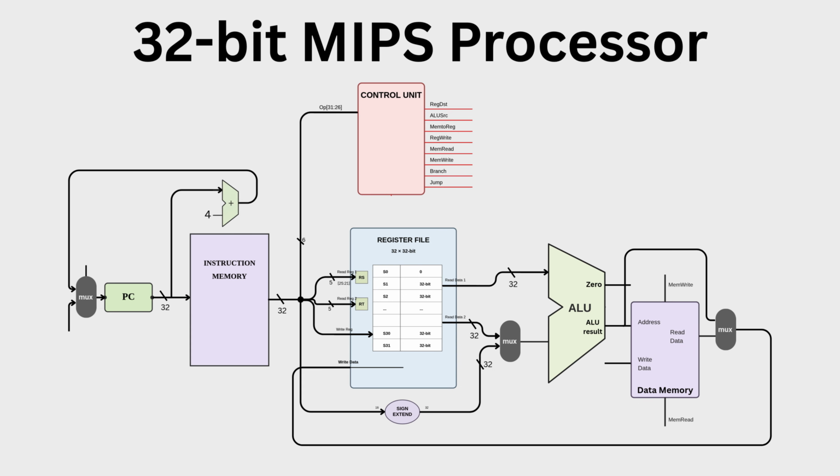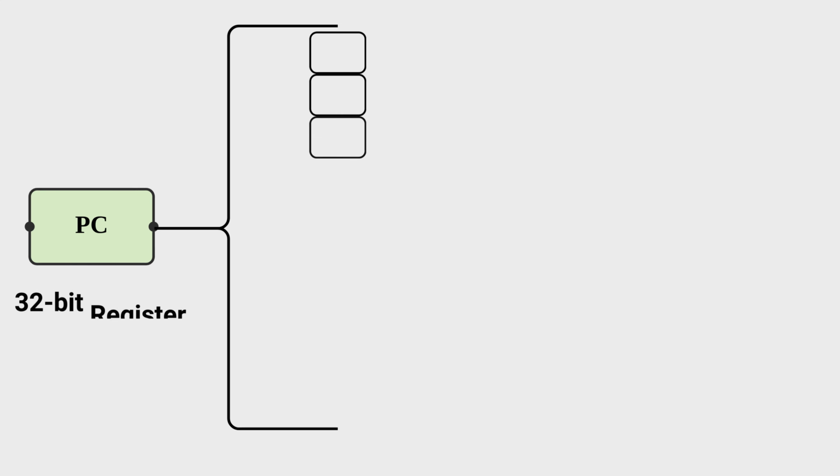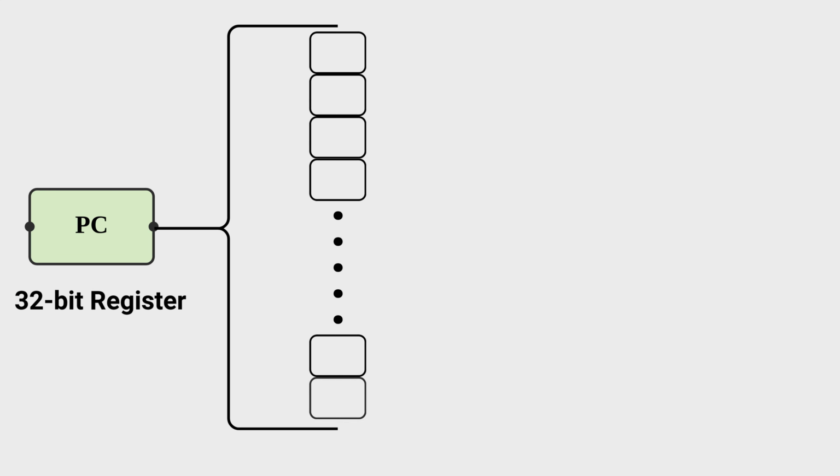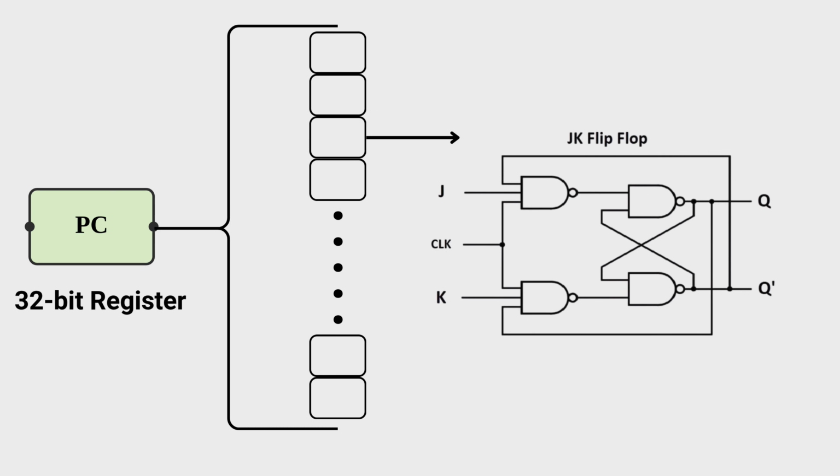As it moves through each stage of the processor, everything begins with a small but extremely important component called the program counter, or PC. The program counter is a 32-bit register that stores the memory address of the next instruction to be executed. A register is built from flip-flops, and each flip-flop can store 1 bit of data.